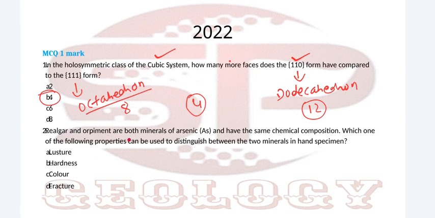Then realgar and orpiment are both minerals of arsenic and have the same chemical composition. Which one of the following properties can be used to distinguish between the two minerals? So realgar and orpiment are distinguished on the basis of their color. Realgar has a reddish or orangish color, and orpiment has a yellowish color. So color is the distinguishing property between realgar and orpiment.